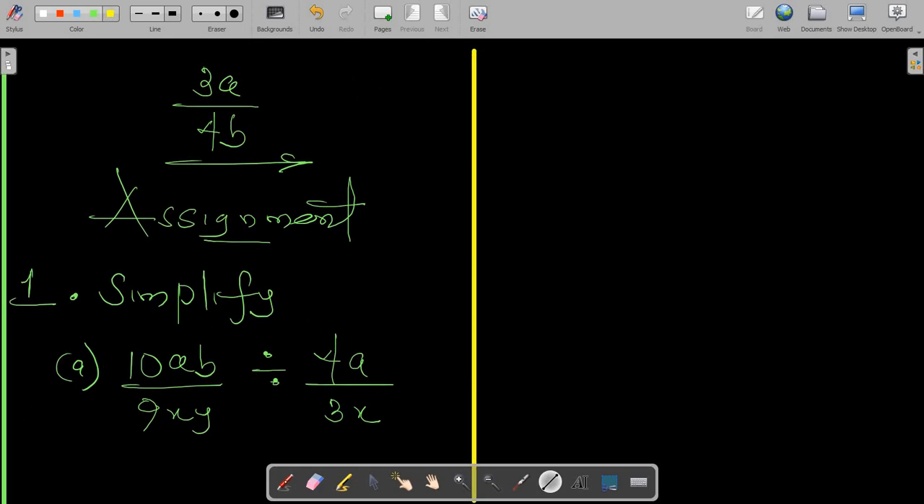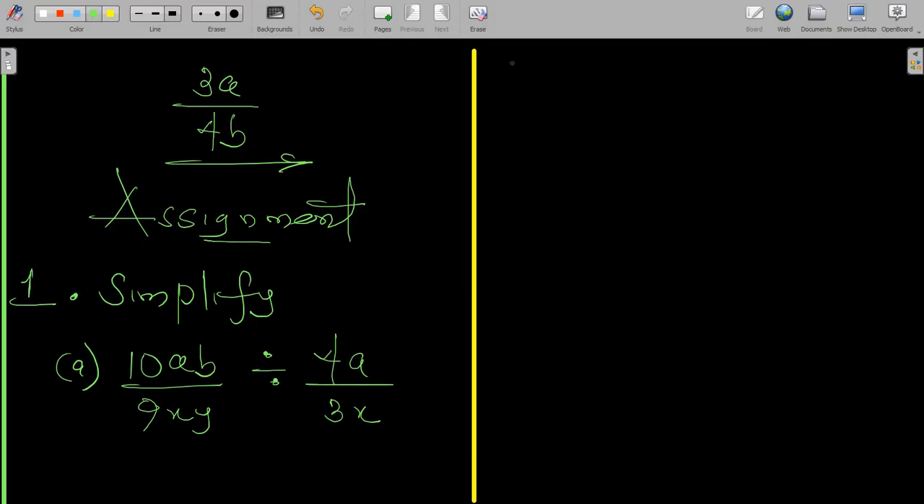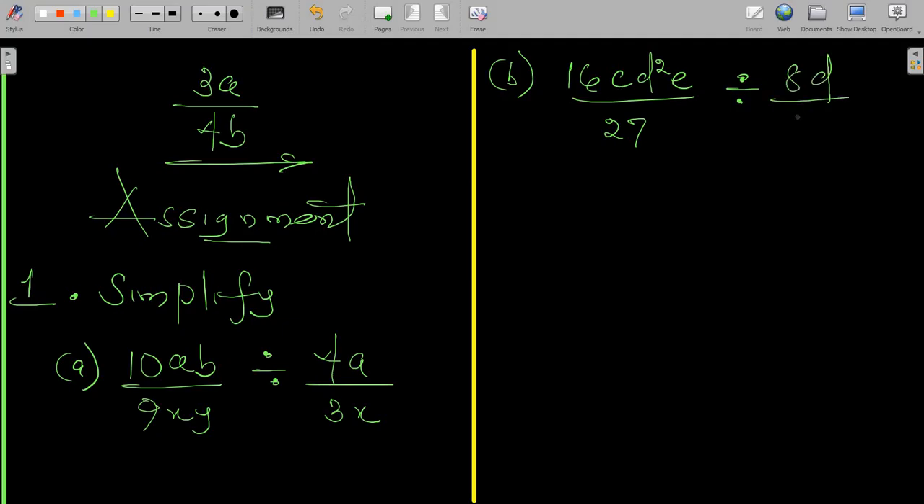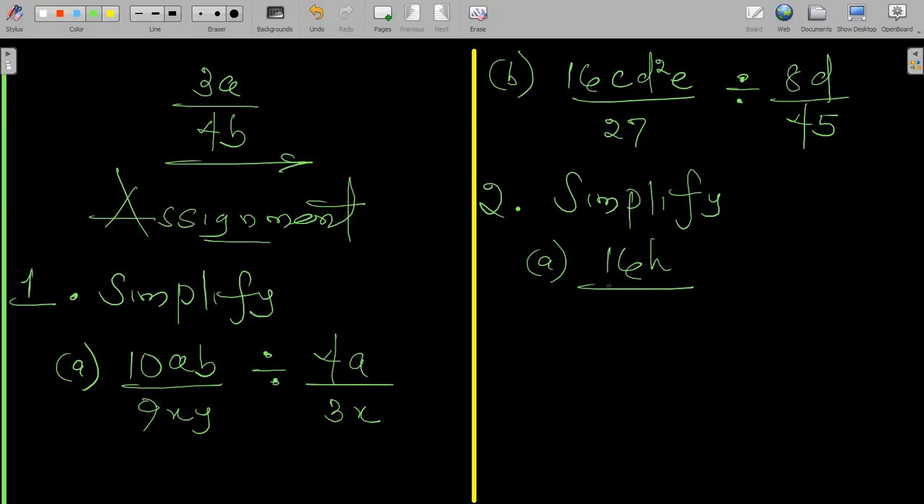Now let me write the second question. So let's say we have it like this. The B one. So we have 16cd squared e divided by 27. Now here I'm using division. I'm giving 2 division and 2 multiplication questions. So we have 8d divided by 45. Okay, so number 2 question. Simplify. So if we are given A, this is 16h all over 21k, now to multiply by 35k all over 32m.